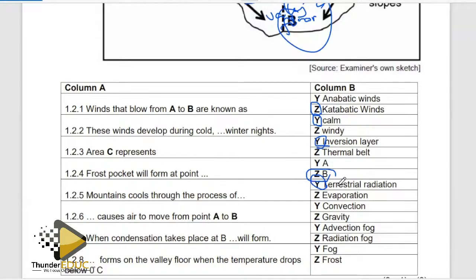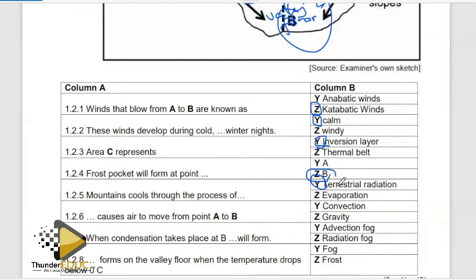They receive the heat during the day when we have sunshine, but at night, because we no longer have sunshine, there's no more incoming heat. The heat which has been absorbed during the day is going to be lost through long wave or terrestrial radiation. That is how the mountains cool. Right. We move on to the next question.